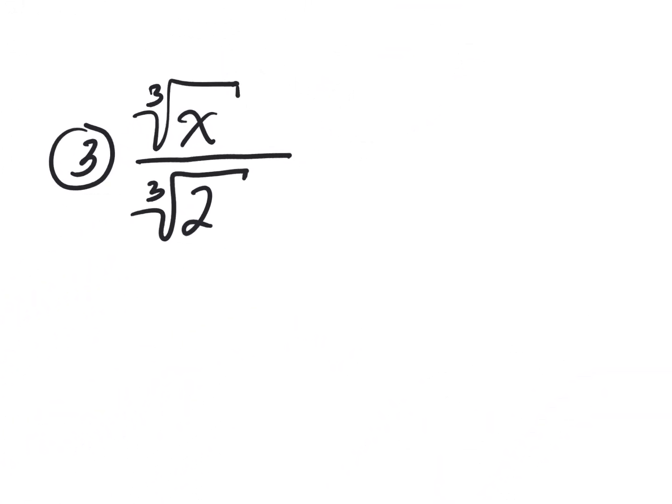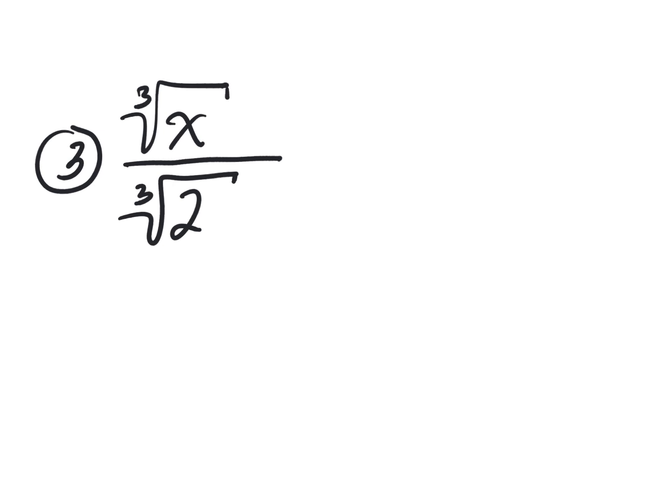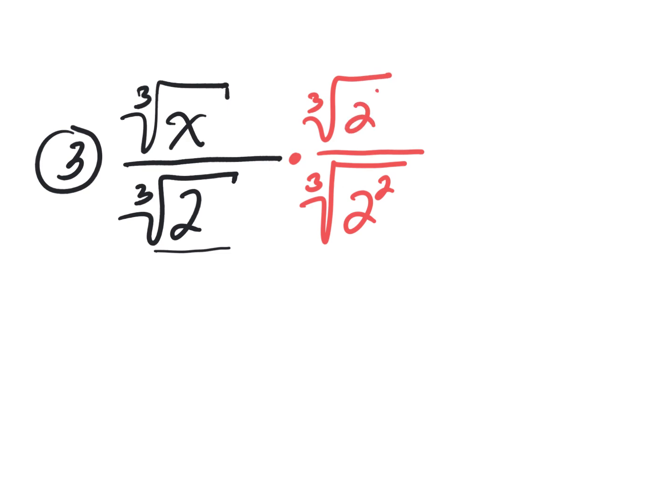Here it's a cube root. So what we're going to do in here is to make the denominator a perfect cube. Okay, so we're going to multiply this one with a number that's going to make it a perfect cube. So the only thing that's going to make this a perfect cube is going to be the cube root of 2 squared. Okay, and this is going to be also the cube root of 2 squared.